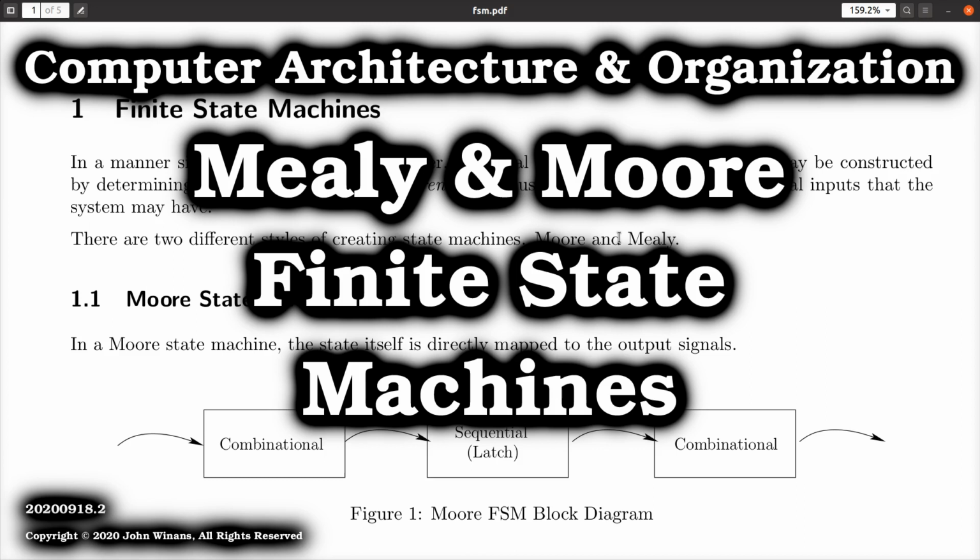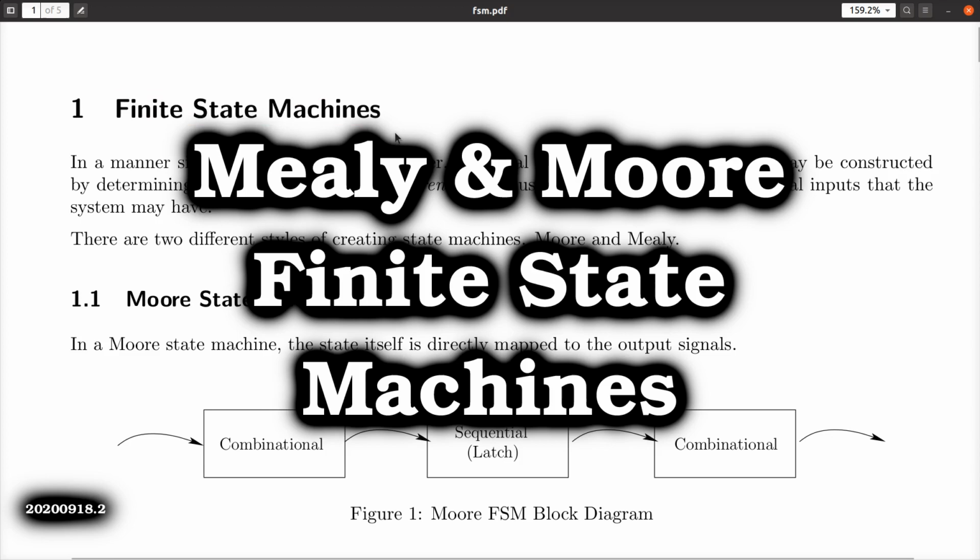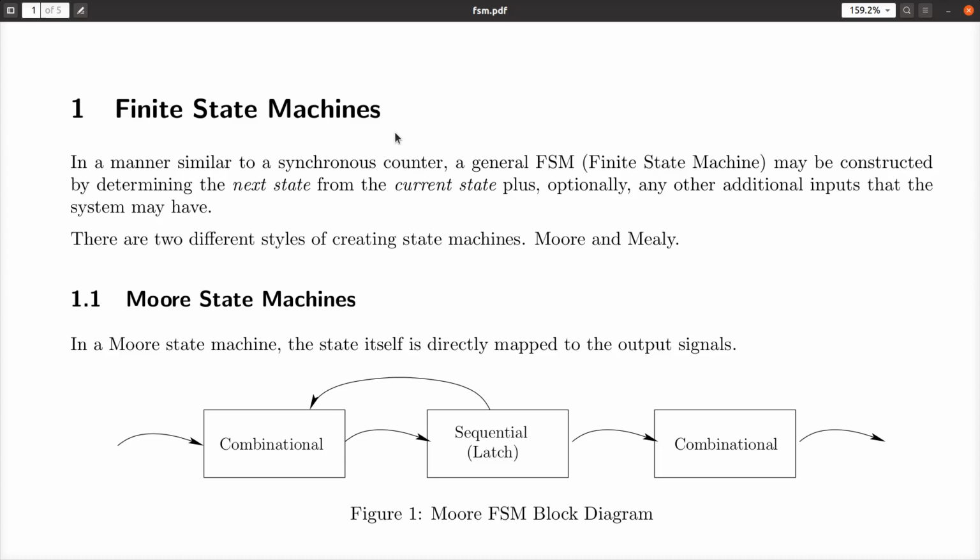Hey, John here. Let's talk about finite state machines, okay? These things are at the essence of the synchronous counter we saw earlier. So the first thing we're going to do is look at a kind of finite state machine that's essentially a counter, and then go from there. So what are these things?